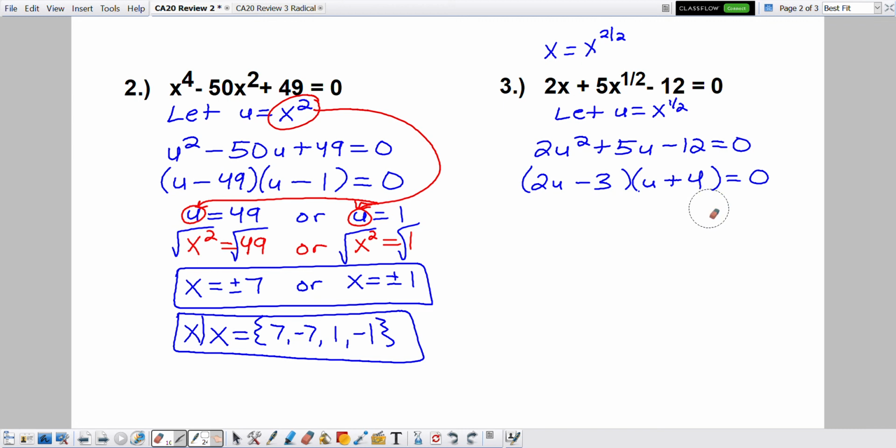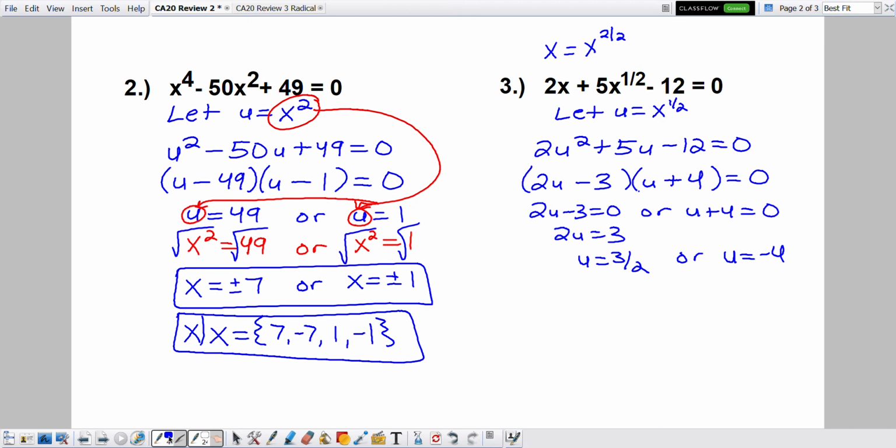Okay. And so really quick, we can solve this. I'll show all the steps. 2u minus 3 equals 0, or u plus 4 equals 0. And so here you get 2u equals 3, u equals 3 over 2. Here you get u equals minus 4. And so that's just adding or subtracting and dividing.